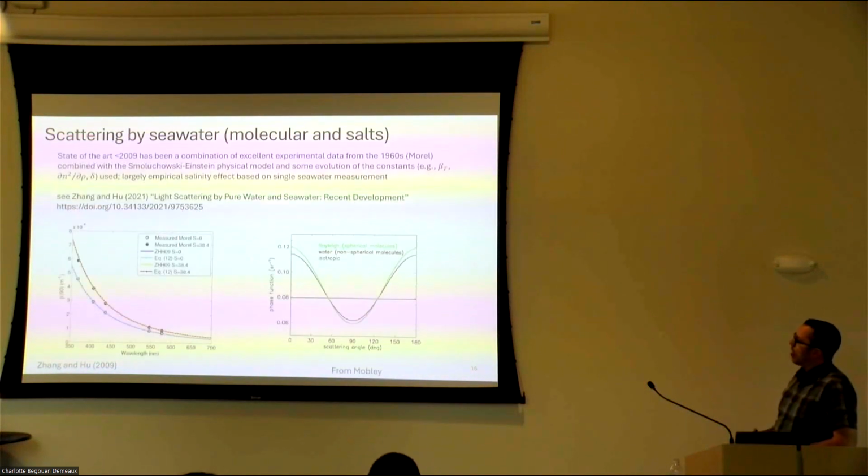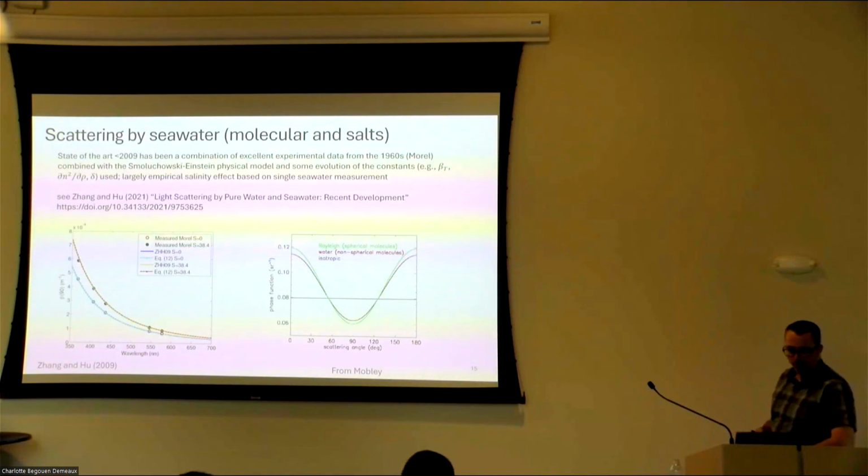The state of the art up until around 2009 was to use this amazing data from Morel in the 60s that matched the Einstein theory very well. He had, I think, one measurement of salinity that he used to connect what happens when you add salt. And that was used from the 60s through 2009 with just a few modifications as people figured out different parameterizations for the thermodynamic constants in all the equations.